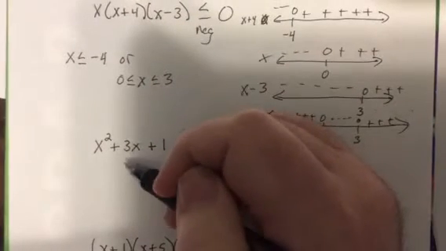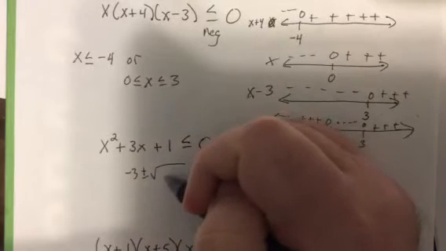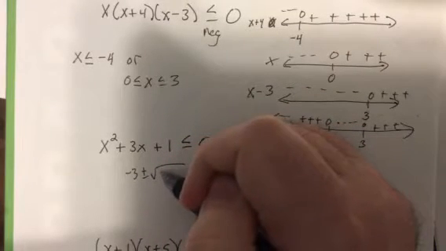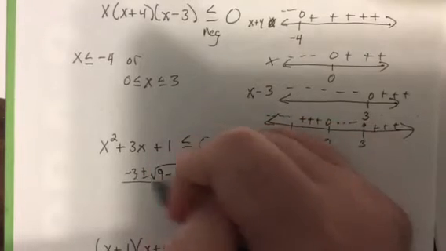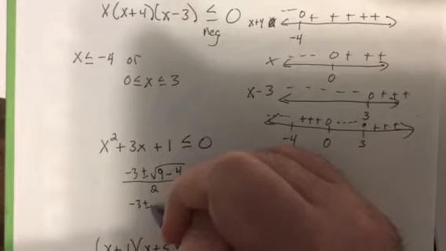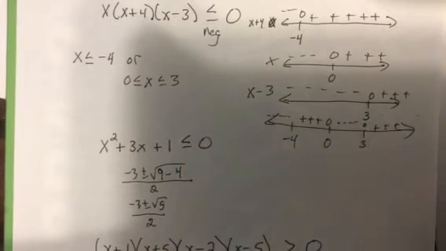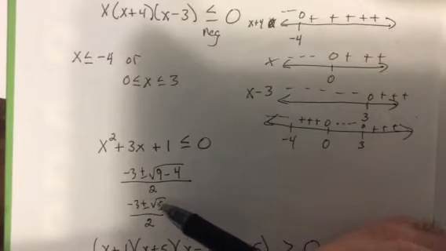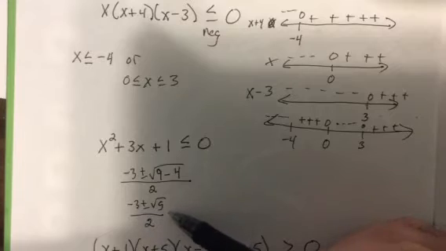So this one, we actually got to use the quadratic formula. It's not factorable. So it'd be negative b plus or minus square root of b squared minus 4ac all over 2a. So it's negative 3 plus or minus the square root of 5 over 2. Now the square root of 4 would be 2. Negative 3 plus 2 is negative 1. That'd be negative a half.